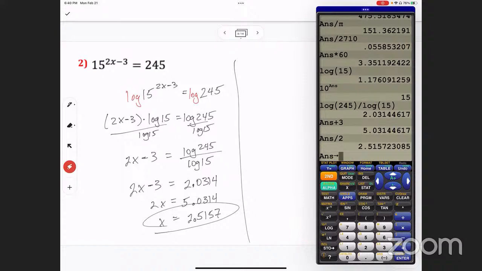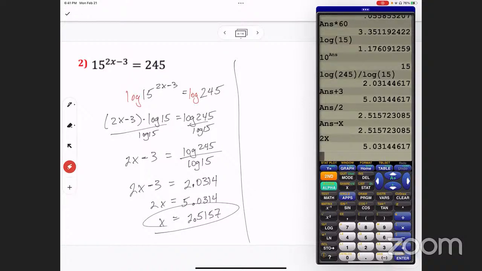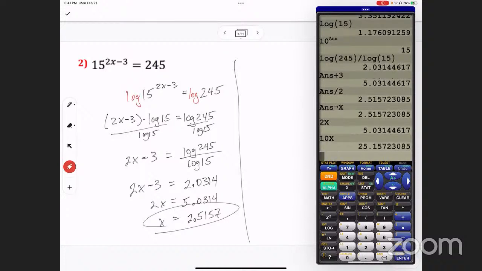So I'm going to hit store. So it's taking that answer and I'm going to store that for the letter X and hit enter. So every time I type in x with something, it's going to substitute that number in there. See that? So if I wrote 10x, it's going to give me 25.15, blah, blah, blah. It's multiplying 10 times x.